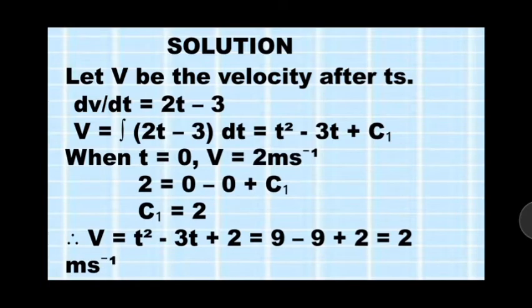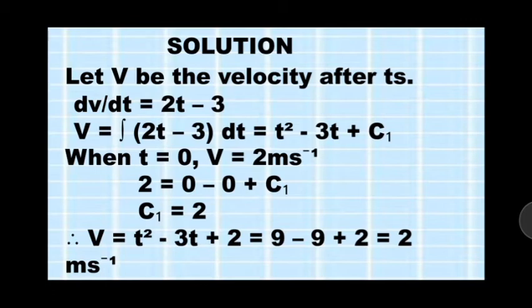So my v is 2 now, equals to time is 0 minus 0. I'm substituting 0 in that t squared minus 3t plus c1. So t is 0 minus 0 plus c1. So from there, c1 is 2. So put your c1 as 2 now in that equation of v. So my v is t squared minus 3t plus 2.